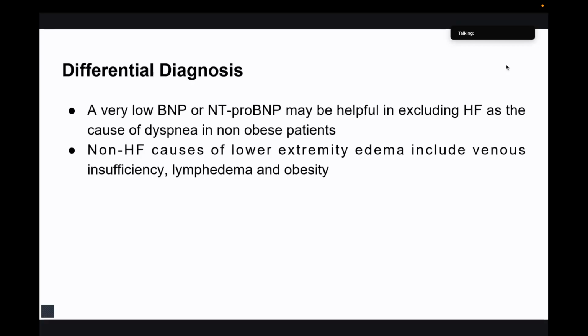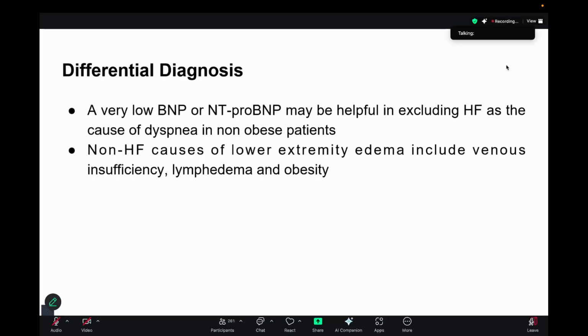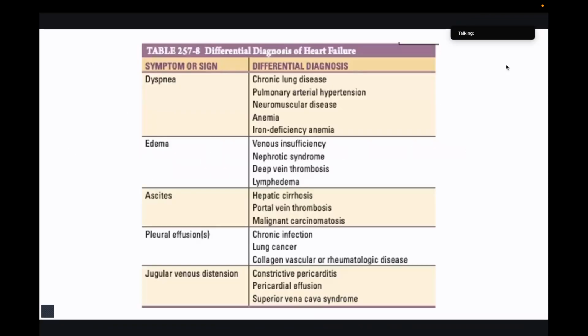And then you have the non-heart failure causes of lower extremity edema, such as venous insufficiency, lymphedema, and obesity, as a differential diagnosis. So again, Harrison's has put in certain differential diagnoses for patients who present with dyspnea, edema, ascites, pleural effusion, and jugular venous distension, not necessarily because of heart failure.